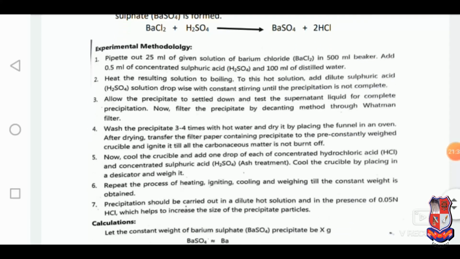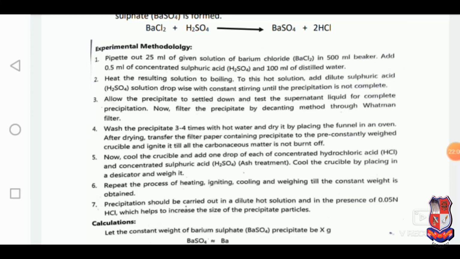This is the experimental methodology where we have to pipette out 25 ml of the given solution of barium chloride in a 500 ml beaker, and then add 0.5 ml of concentrated sulfuric acid in 100 ml of distilled water. Heating and boiling are required so that we get a hot solution, to which we have to add the sulfuric acid drop wise with constant stirring until the precipitation is complete.